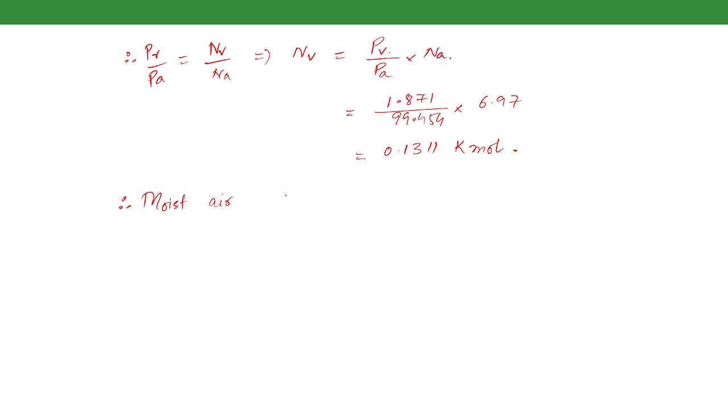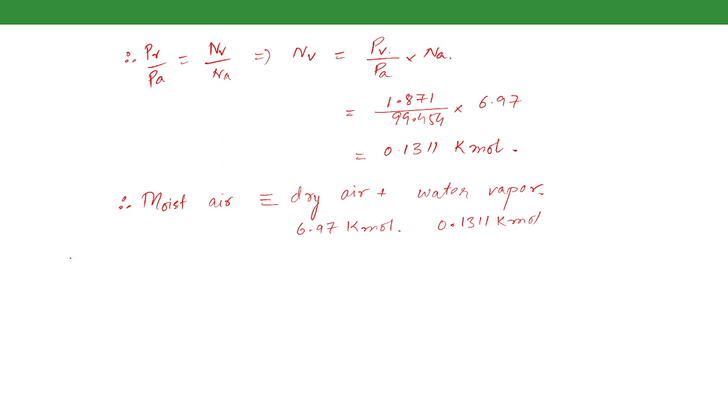Therefore moist air, which contains dry air plus water vapor, so dry air will be 6.97 kilomoles and this is 0.1311 kilomole. That will be the total number of moles of the moist air.